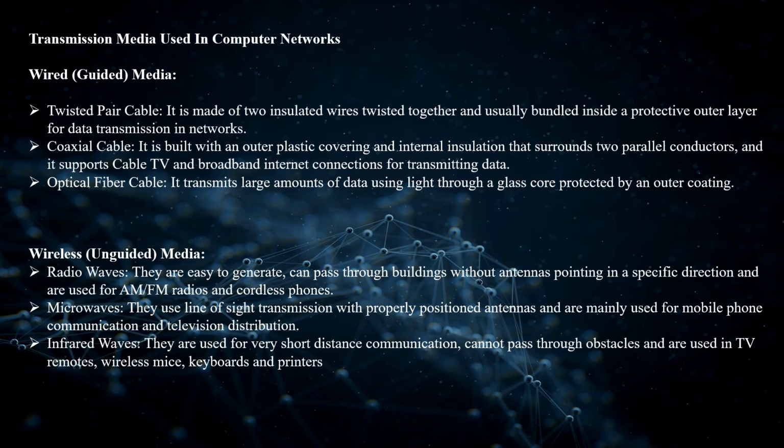Then we have wireless media that doesn't need cables. Radio waves pass through buildings and are used in AM or FM radios and cordless phones. Microwaves need line of sight and are used in mobile communication and TV distribution. Infrared waves are for short distances like TV remotes, wireless mice, or printers.